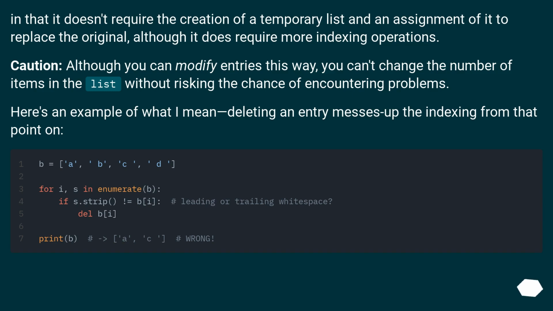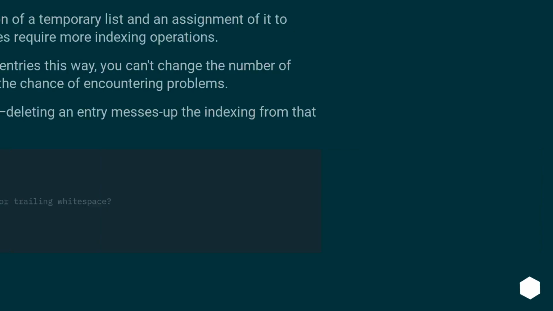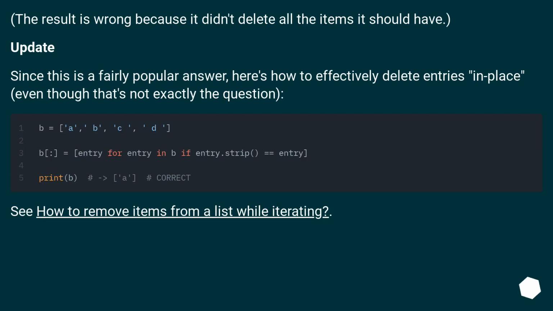Caution: although you can modify entries this way, you can't change the number of items in the list without risking the chance of encountering problems. Here's an example of what I mean. Deleting an entry messes up the indexing from that point on. The result is wrong because it didn't delete all the items it should have.